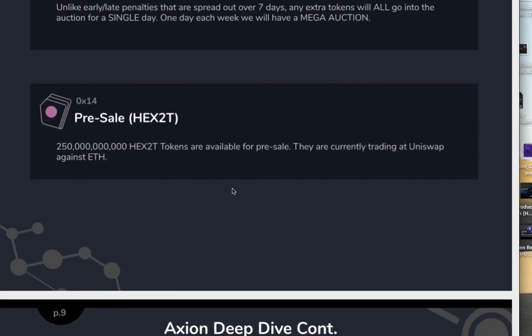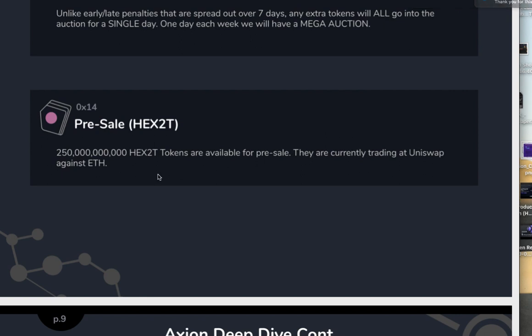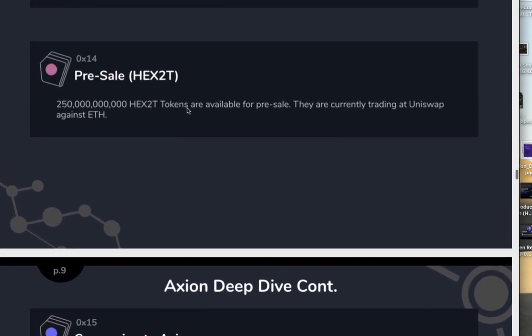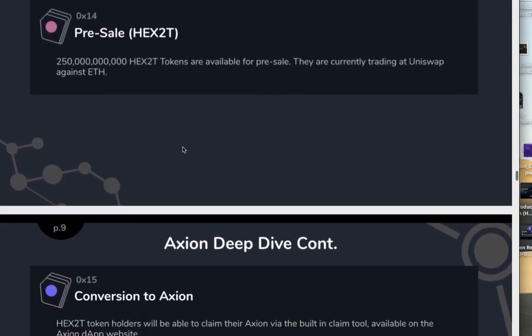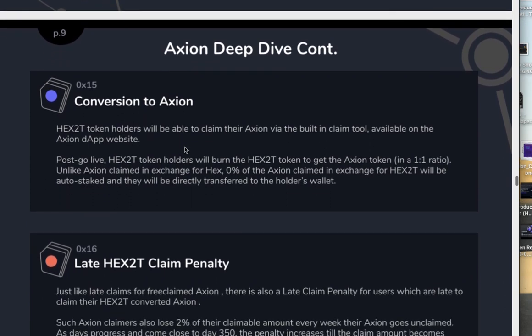Presale: there's 250 billion Hex2T available for free presale. They are currently trading on Uniswap against Ethereum. So that's where you can buy them if you want to, and I'll leave the link below for buying Hex2T on Uniswap. You'll need those to claim your Axion when the platform launches, which is imminent, in the next week or two, most likely.